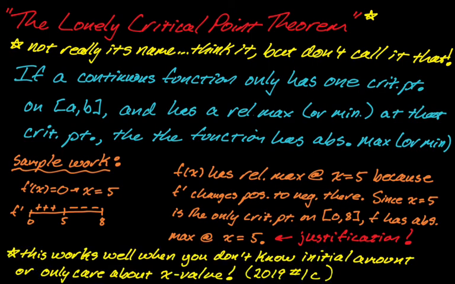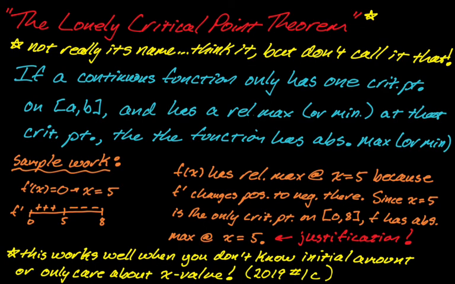So this will work really well when you don't know the initial amount. So you can't really write an accumulation function, right? Like at t equals 0, there's 1,000. We just don't know that. So if we don't know the initial amount, or if we only care about the x value or the time, this is the way to go because you don't have to find the value associated with it. You just find the critical point and you can classify the critical point using this theorem.